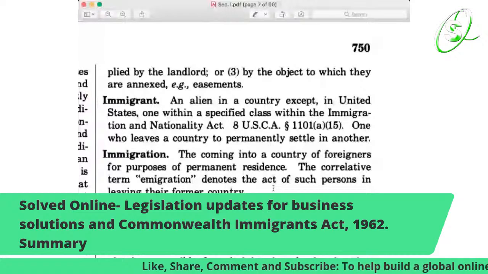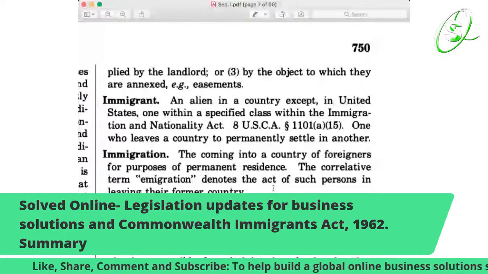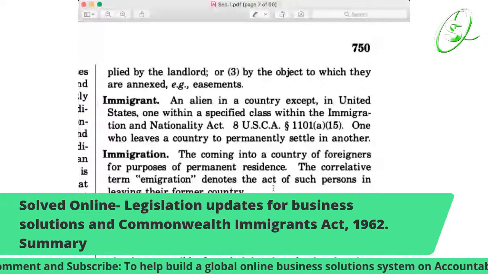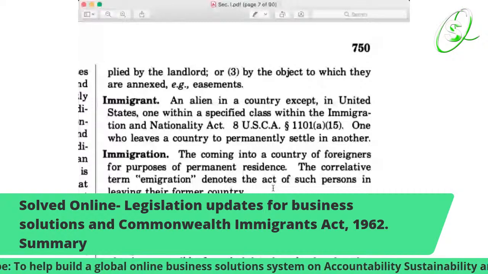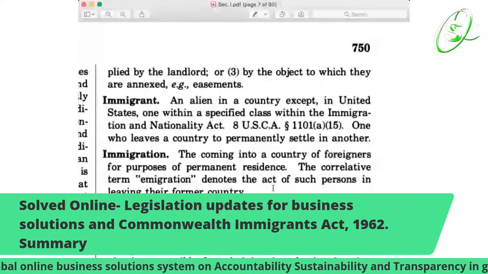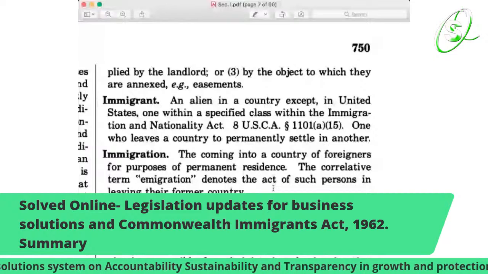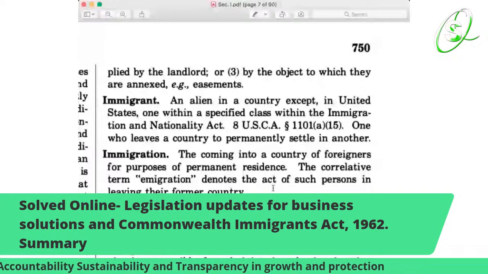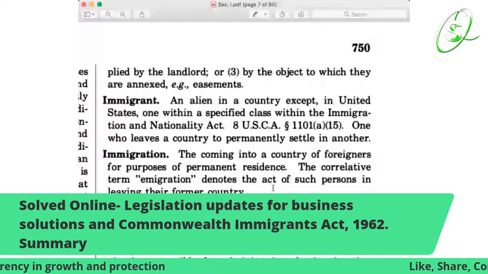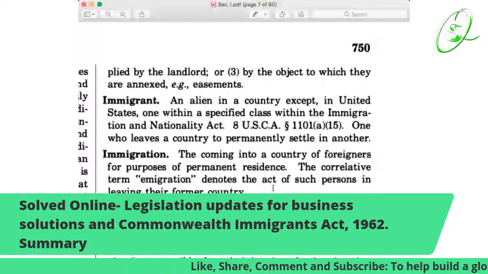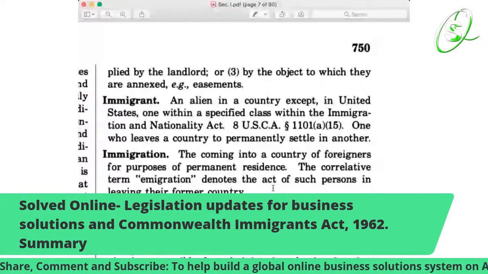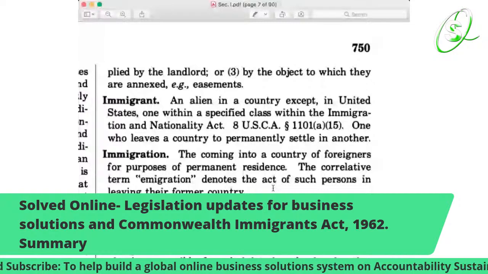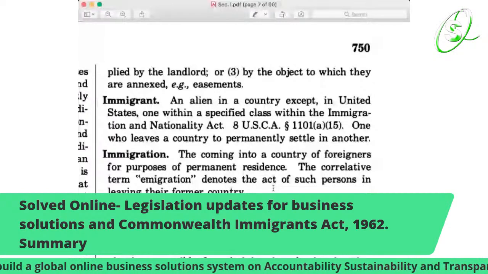The correlative term is emigration. Emigration denotes the act of such a person in leaving their former country. So again, immigration, that's different. Emigration, that's different. So as you can see, that's what it is. So that should close the show.